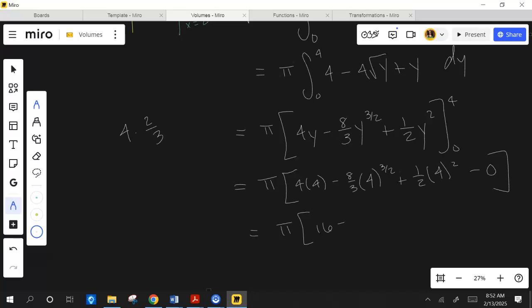Okay, the square root of 4 is 2, and 2 cubed is 8, and 8 times 8/3 is 64 over 3. The square root of 4 is 2, and 2 to the third is 8. So 4 to the 3 over 2 is 8, and then 8 times 8/3. 16 times a half.